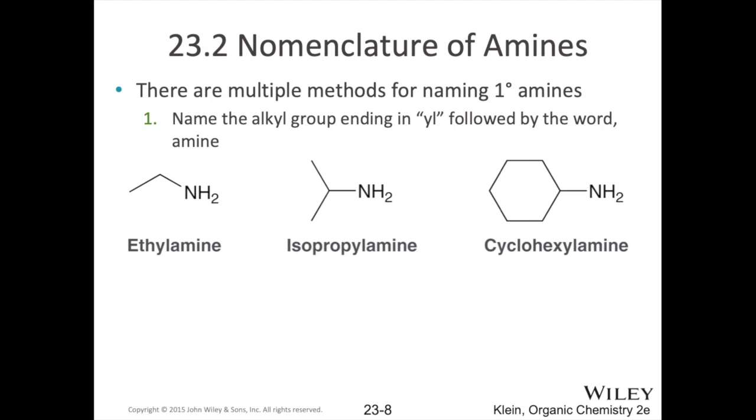So let's talk about naming these. With primary amines, you can just treat the amine as the root word and add on the alkyl group as a prefix. All right, so you look at the alkyl name and just add amine to the end of it, right? So for example, here we have ethane with an amino group coming off, so that's ethylamine. Here we have an isopropyl group. Again, notice that we're using the common name there, and that's okay. Here we have a cyclohexylamine as well.